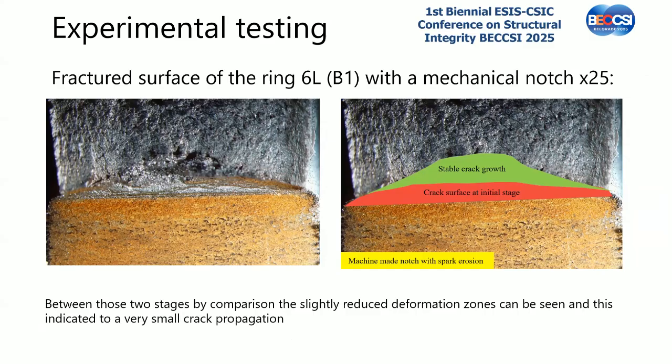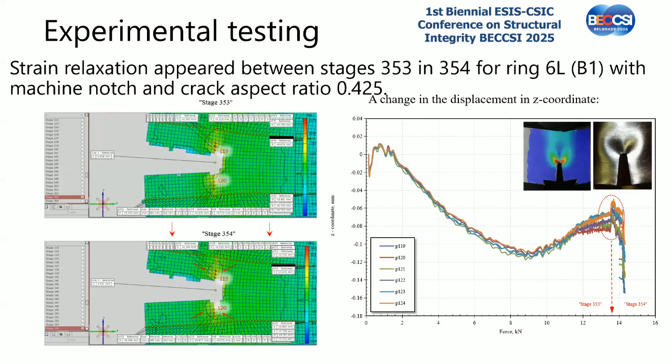You can see that we have the blunting line here and small, let's say, stable crack propagation, which is very similar to the standard specimen where we have the fatigue crack. So in such cases, you can get comparable results.